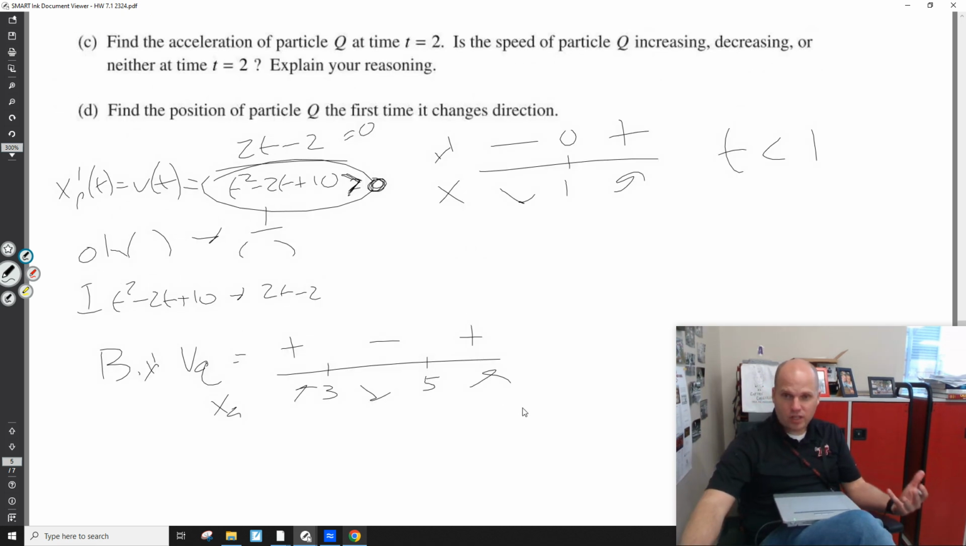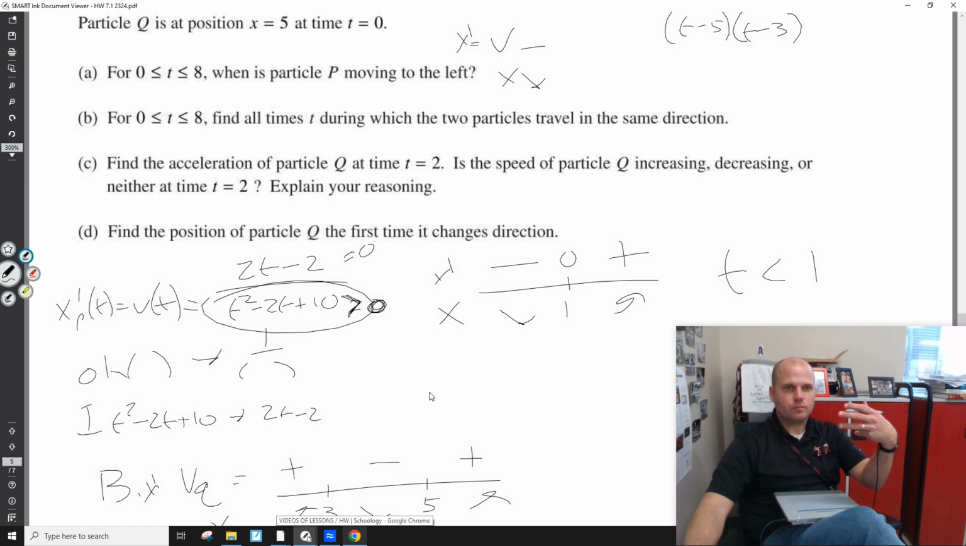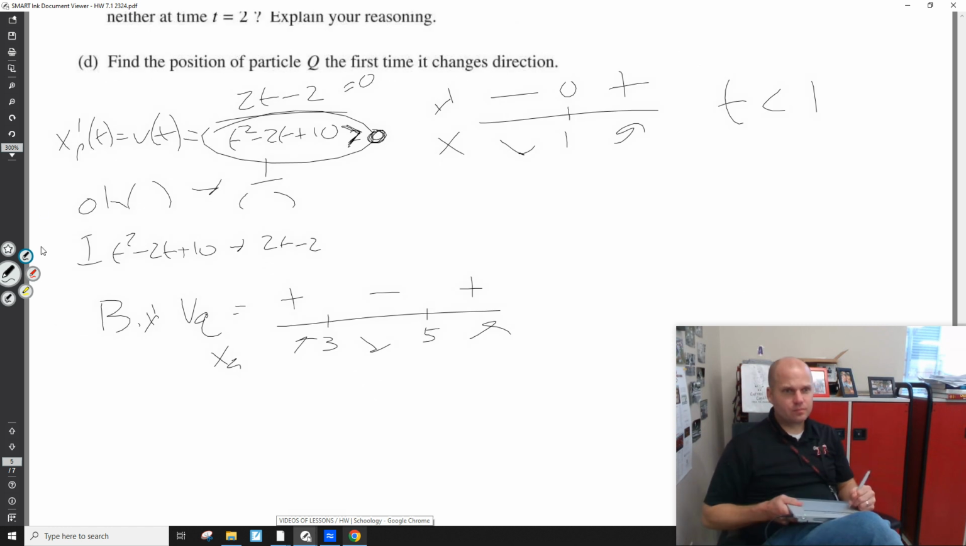When are we traveling in the same direction? My velocities have the same signs. My rates of change of position are the same. From 0 to 8, you should look at them on top of each other, but you can see before 1, after 1. So that would be from 1 to 3, and then from 5 to 8.